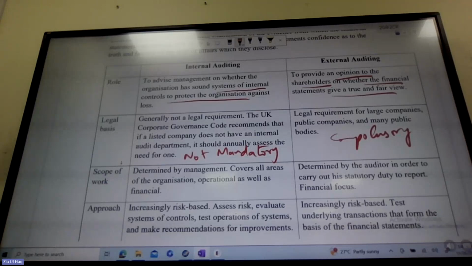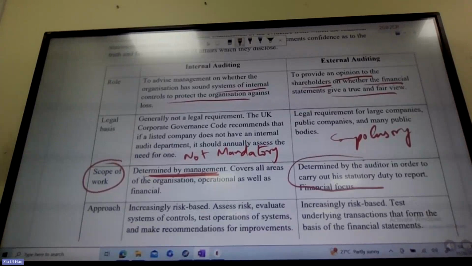The scope of work of the internal auditor is defined by management. Meaning what he will do, management will define, whether he needs to review the internal control system, whether they need help in the accounting function, whether they need help in the sales, purchase system, inventory system, management will define his role. But the scope of the external auditor is defined by the standard. And that is only one: to report on financial statements.